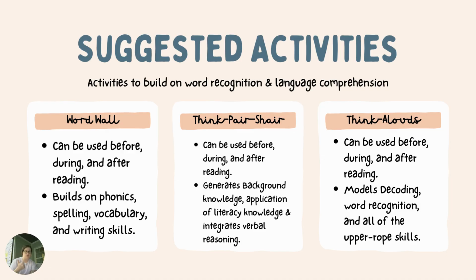This helps students understand how to actively engage with the text, making inferences, monitoring their comprehension, etc. It can be used before reading, like making predictions, during reading, obviously, and after reading to reflect on the reading. It builds on decoding skills, sight recognition, and all of the upper rope skills: the background knowledge, vocabulary, language structures, verbal reasoning, and literacy knowledge.